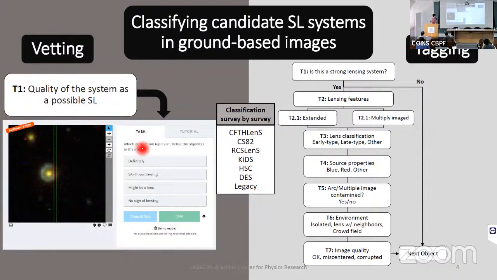And the best systems, those classified in the vetting as definitely a strong lens system, are worth continuing to the tagging. So for the systems classified with these two options, we will be tagging multiple properties for the lens, for the source, and also for the environment. So that's essentially the idea.